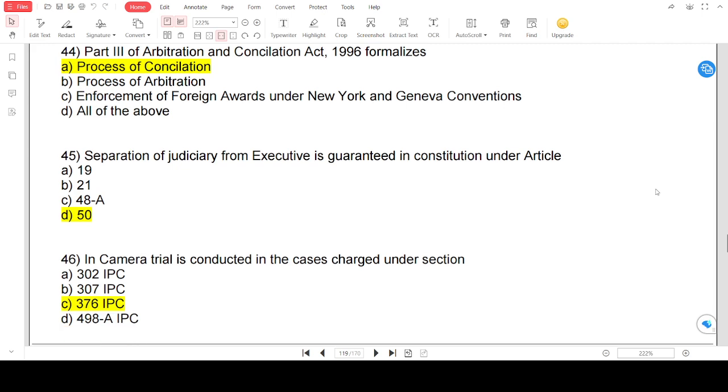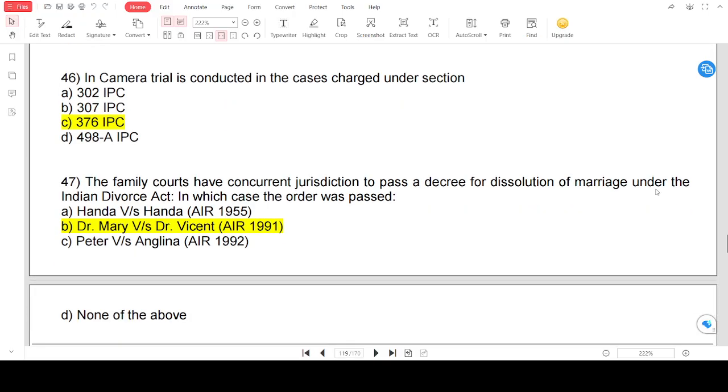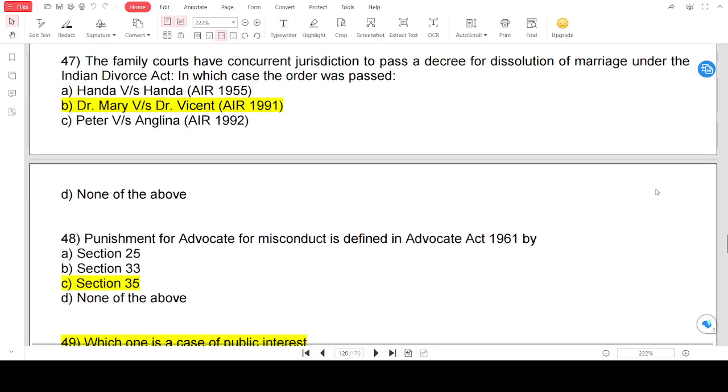In camera trial is conducted in the cases charged under Section 376 IPC. The family court has concurrent jurisdiction to pass a decree for dissolution of marriage under the Indian Divorce Act, in which case the order was passed? It was passed in Dr. Mary versus Dr. Vincent, year 1991.